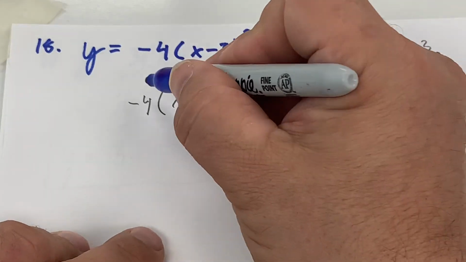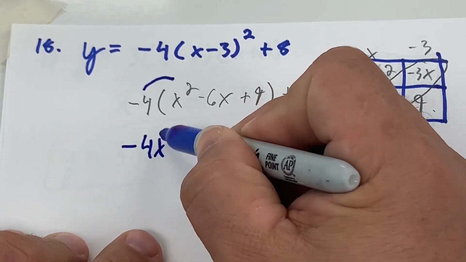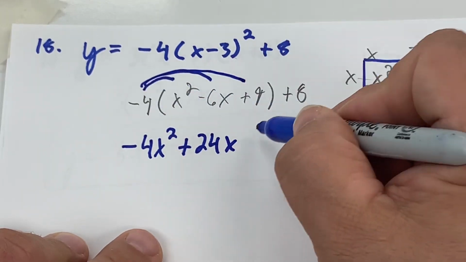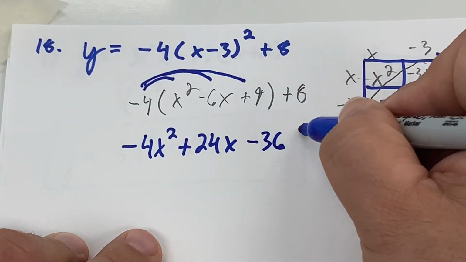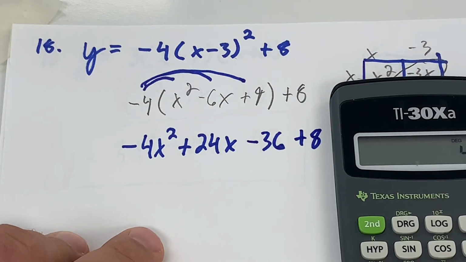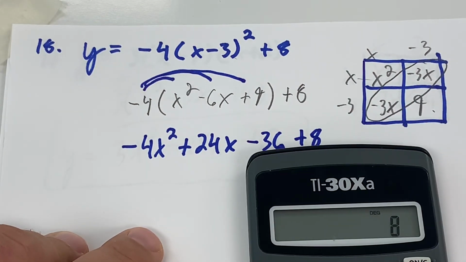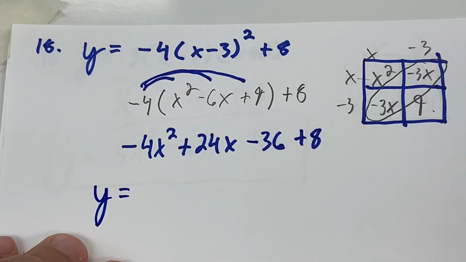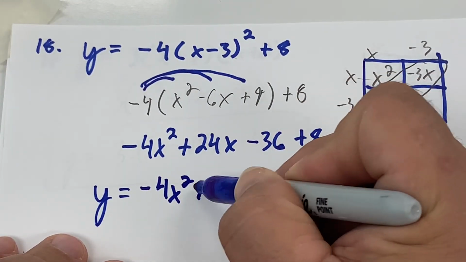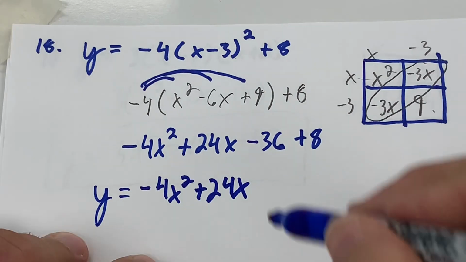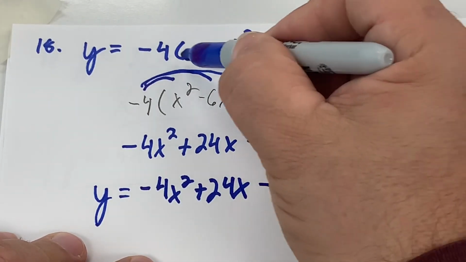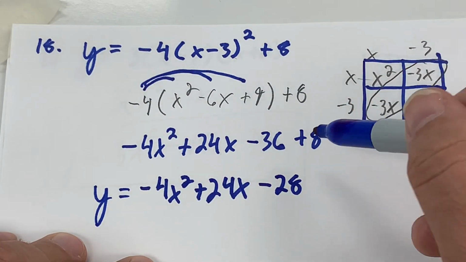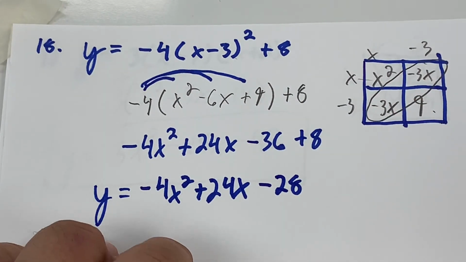Next step is to distribute the negative 4. So that would give me negative 4x squared. Negative 4 times negative 6 is plus 24x. Negative 4 times 9 is negative 36. And then I have to add 8. So I wonder what 8 minus 36 is. 8 minus 36 is going to give me negative 28. So my standard form is going to be y equals negative 4x squared plus 24x minus 28. Remember, you want to FOIL this out first. I use a Punnett square, then distribute the negative 4, the leading coefficient, across, and then CLT with the constant term last.